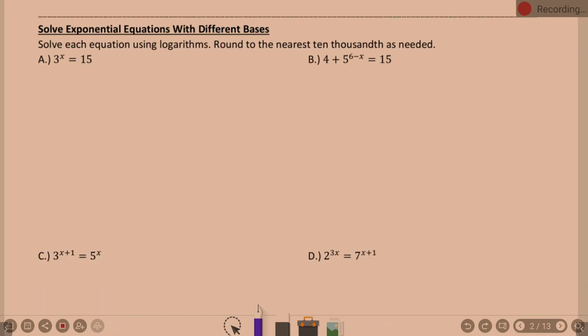Okay, in this next section, the title gives it away. Solving exponential equations with different bases. And then on top of that it says solve each equation using logarithms. That's giving you a hint of where we're going. It also tells us to round to the nearest 10,000th. So you know we're not going to get the nice, neat whole number answers we were getting in the last section, were we? We're going to be talking decimals here.